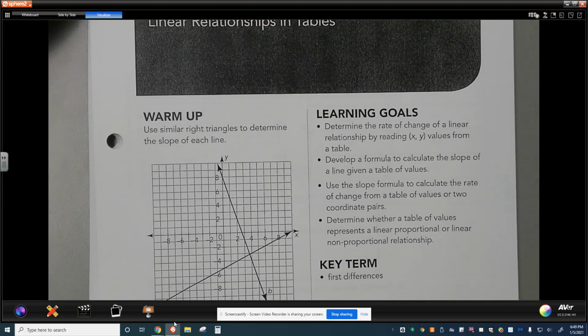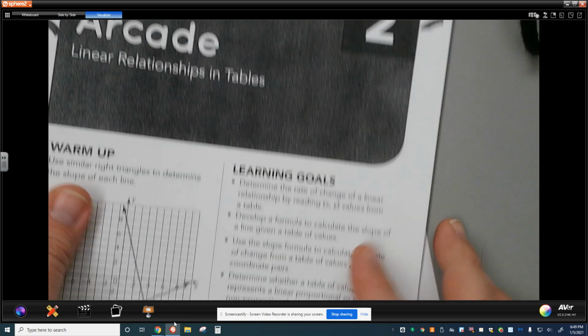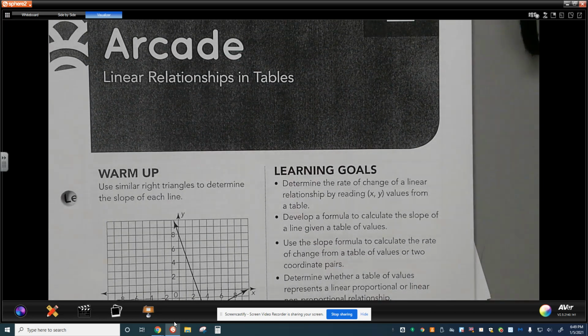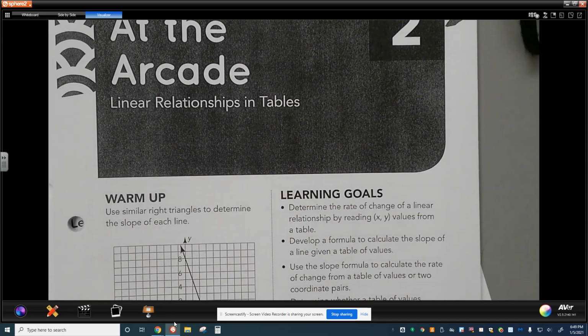Welcome to lesson 2 and topic 2, talking about our review of linear relationships. And like I said, this is a review. So today's lesson is going to go very fast. We're going to be using some information from going to an arcade, much like going to the bowling alley, but we're really going to be focused a lot on linear relationships in tables.